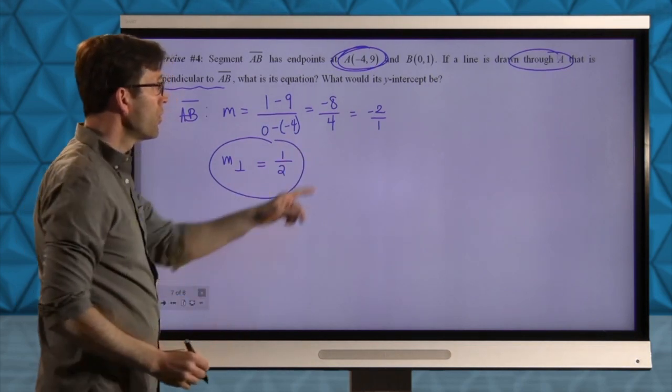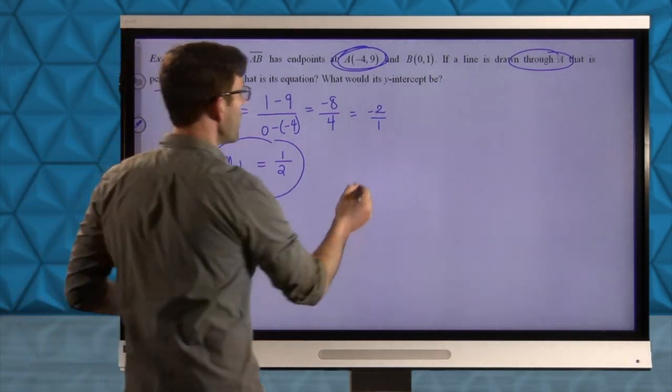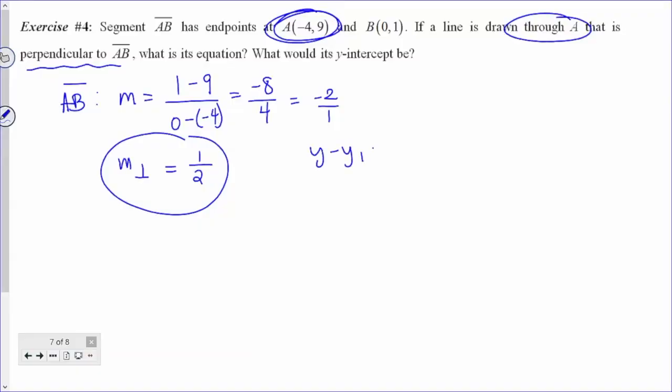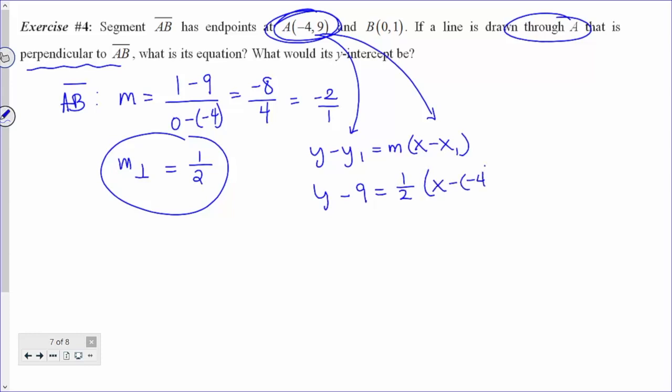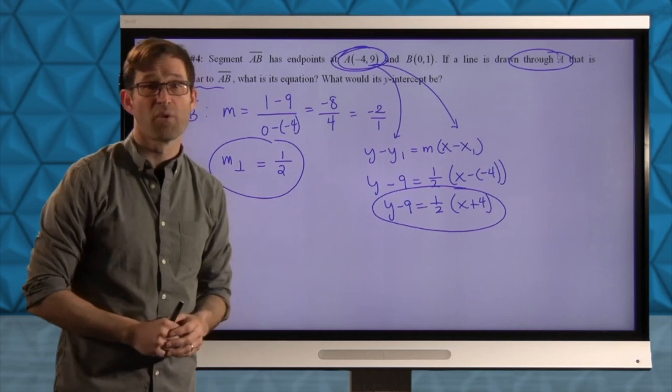So what do I know? Well, I know a point that lies on my line, and I know the slope of the line. So it's very easy to use point-slope form, right? Using this as my x1, y1. So I'll do y minus 9 is equal to 1/2 times x minus a negative 4. Again, I'm going to take that double negative and change it to a positive. And that is a perfectly good response to the first question this problem asks.